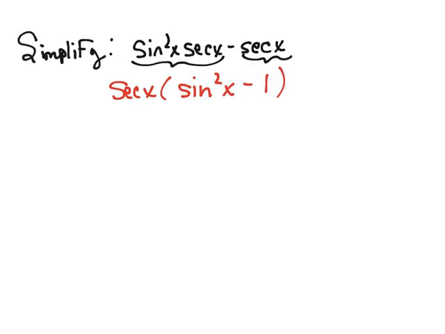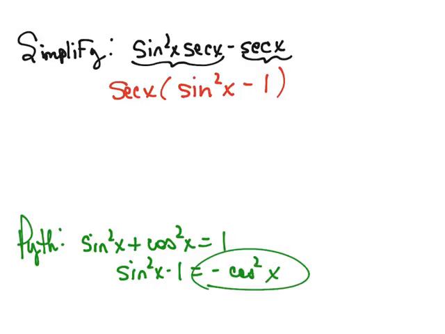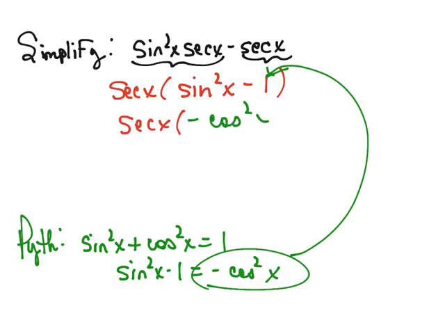Now, when I look at this sine squared minus 1, that makes me think of a Pythagorean identity. So let's recall that we have a Pythagorean identity that says sine squared plus cosine squared equals 1. And that means that a sine squared minus 1 would be equal to a negative cosine squared. So we're going to take this negative cosine squared and substitute it in for this factor. So we're going to have secant x times the negative cosine squared of x.